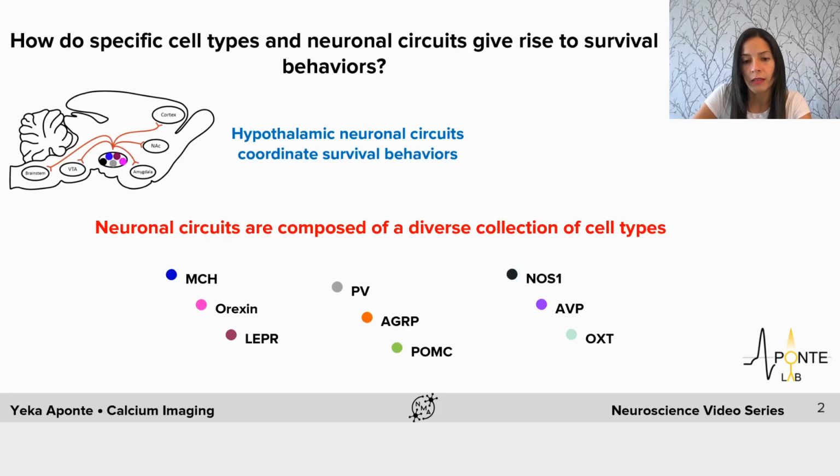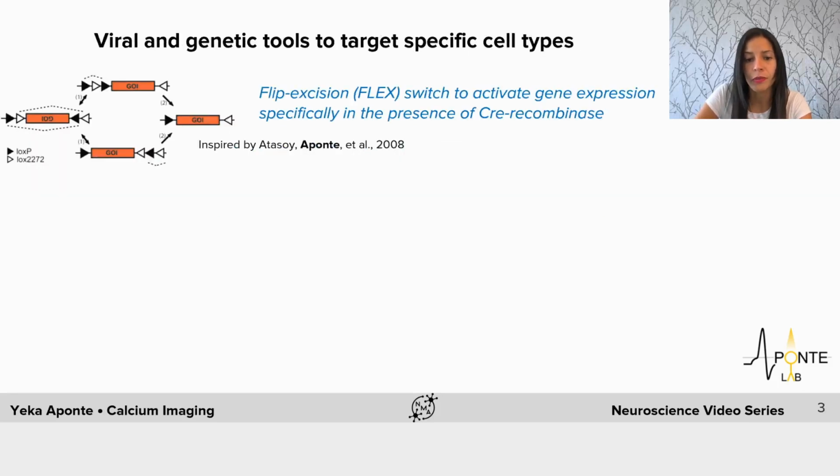Therefore, we needed to develop and use tools to address whether the activity of those cells is sufficient to regulate behavior, but also to establish a correlation between neuronal activity and the magnitude and dynamics of such behaviors. So in order to address these questions, we first developed a novel virus-based method for cell type-specific neuron activation. Briefly, we designed a flip excision or FLEX switch, which allows for very tightly regulated transgene expression, as in the absence of Cre, the transgene is inverted with respect to the promoter.